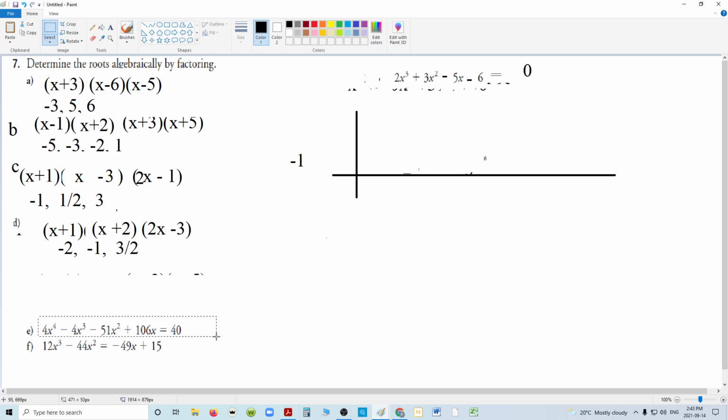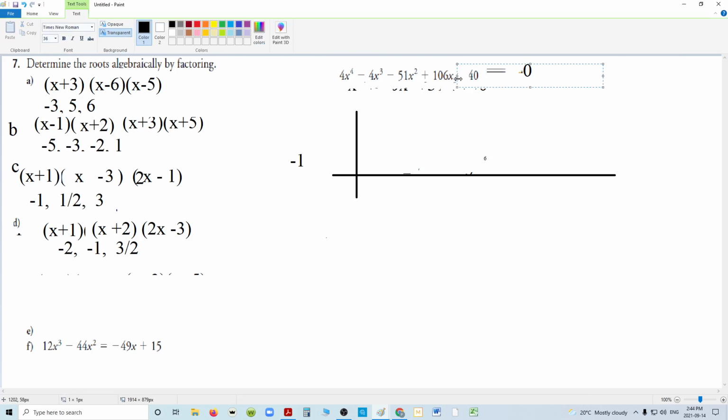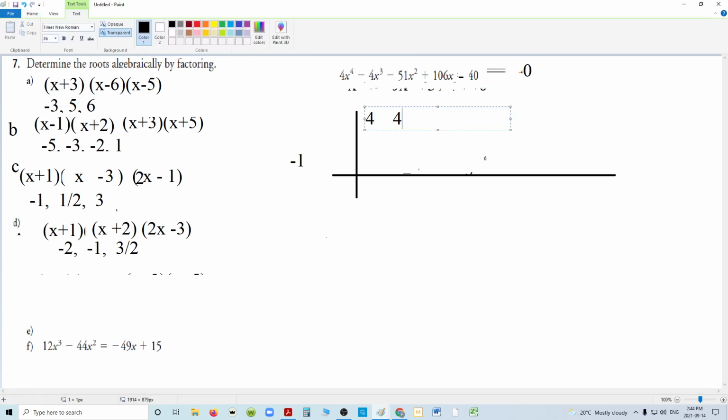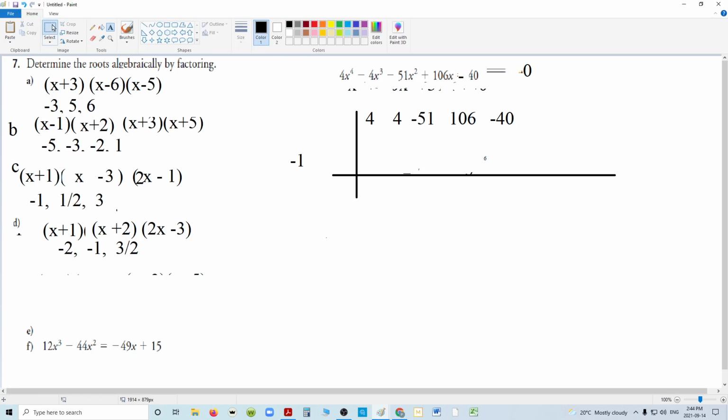We're finally dealing with some big numbers here. It's again on the wrong side. So you simply put your equals here and change your sign here to minus to bring the 40 to that side. Can I factor anything out? Nope. So I'm dealing with 4, 4, minus 51, 106, and minus 40. We'll just start with minus 1 since it's already up there.